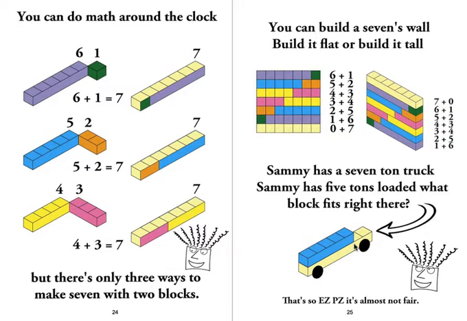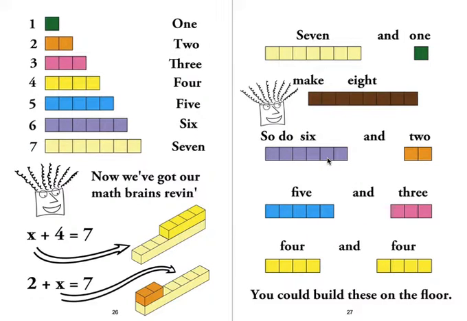But there's only 3 combinations when you get right down to it, because these 3 are the same as those 3. 1, 2, 3, 4, 5, 6, 7. Now we've got our brains a revving.